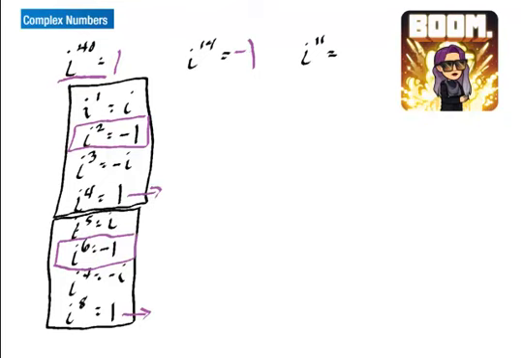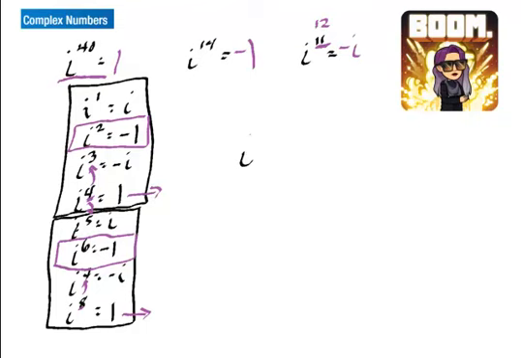Very cool. I look at this 11 and I see that he's odd. His closest multiple of 4 is a 12. He's 1 less than that. So if you look at the multiples of 4 and 1 less than that, your answer is a -i. If you look at the multiples of 4 and 1 more than that, the answer is just a plain i, not a -i.